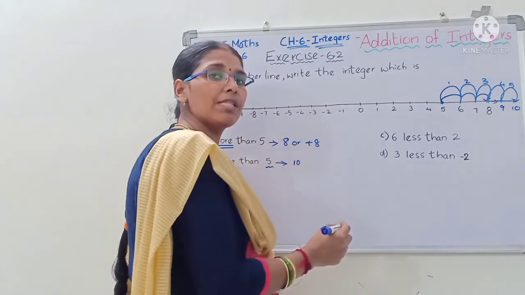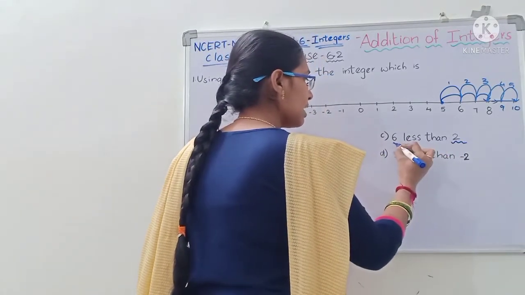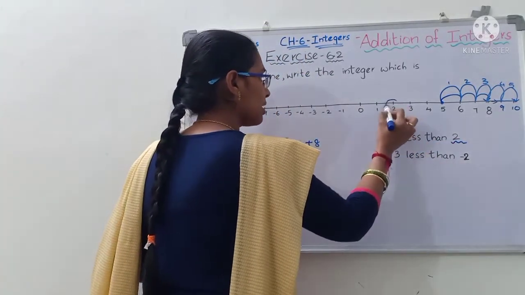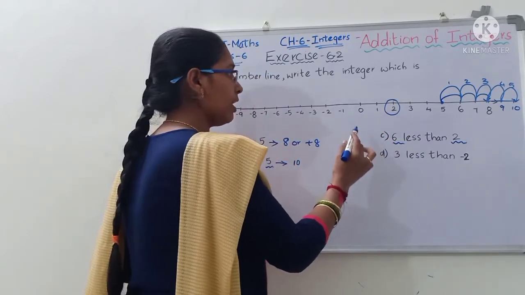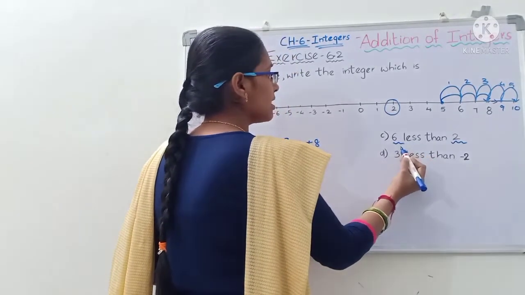Next question. 6 less than 2. So, for which number are they asking to find? For 2, they are asking 6 less than 2. Where is 2? 2 is here. It is a positive number. So, it will be on the right side of the number line after 0. And we are asking 6 less than 2.